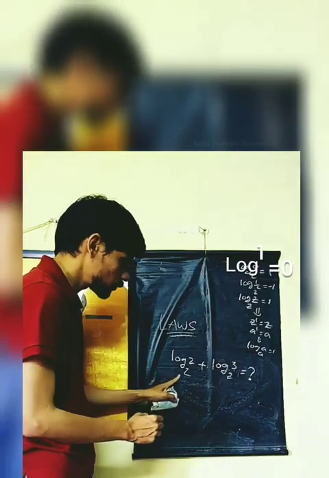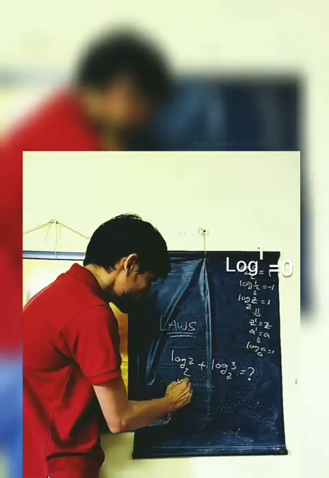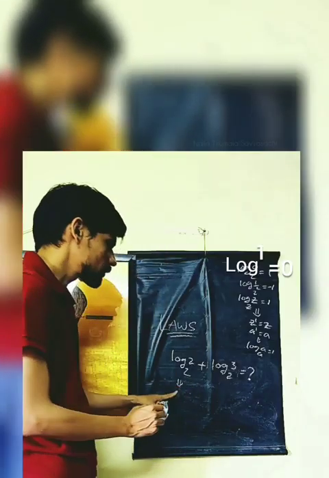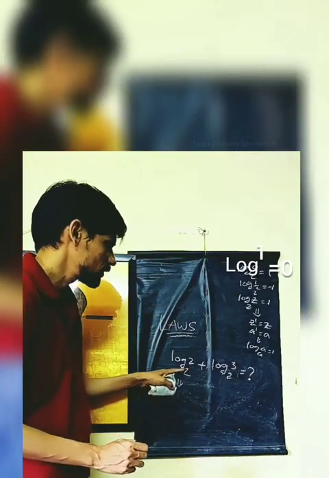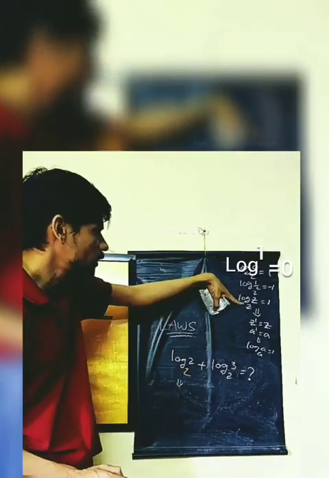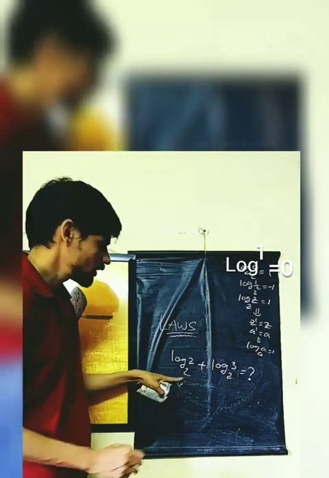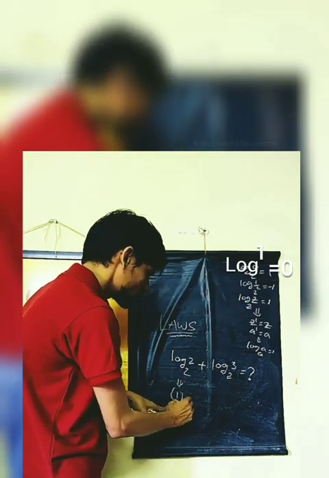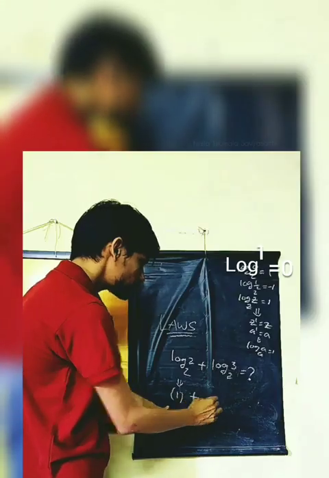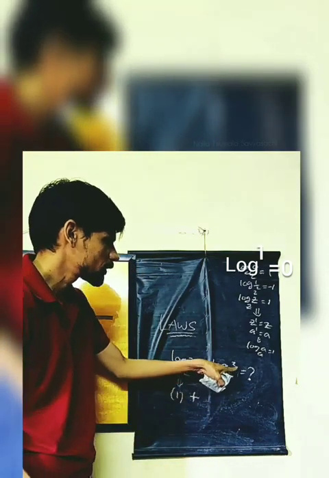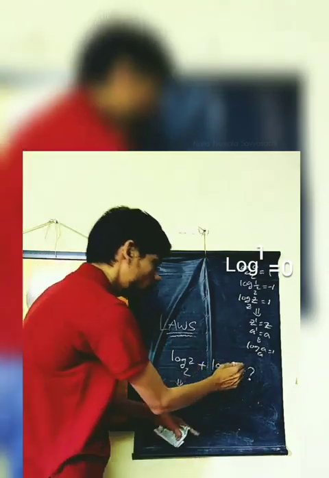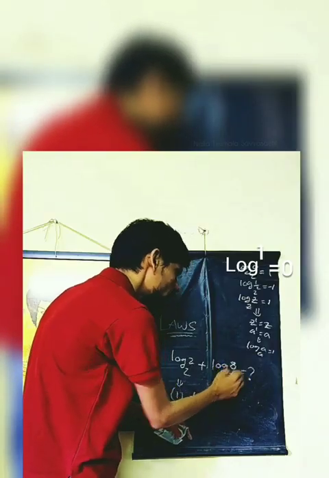Just take an example. So what is this actually in normal representation? Log 2 power 2 what? See here, this is like log z power z, right? What will be the answer? 1, right? Plus log 2 power 3, sorry, log 2 power 8.